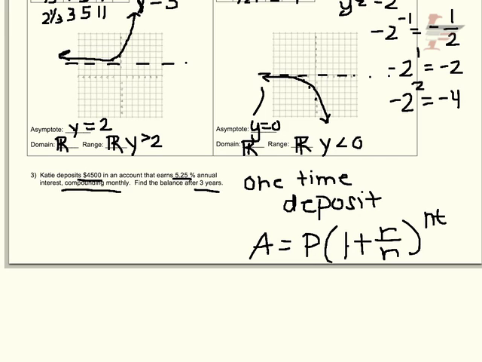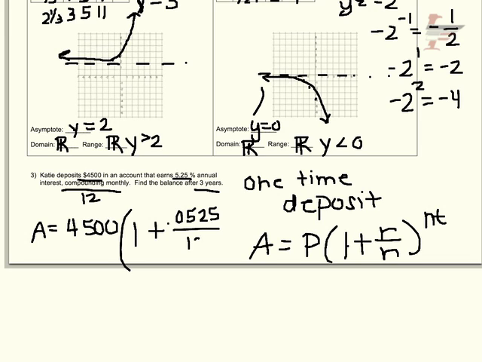this compound interest formula. So I'm depositing $4,500. I'm just going to fill in the numbers. So that's your P, your principal deposit. Your interest rate is 5.25, but remember to write that as a decimal, so move it to the left 2 places. N is how many times you compound it. So if you're compounding monthly, that's 12. And then N times T, you're doing this for 3 years. So there would be your setup.